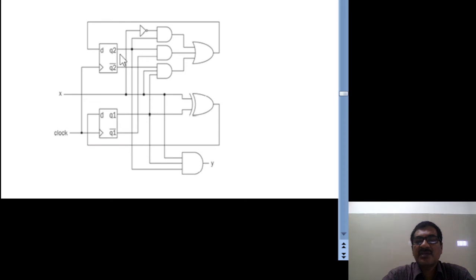The state you can observe here: this is q2 of n plus 1, and this is q1 of n plus 1, or you can take n. N represents the present state, and q2 or q1 of n plus 1 represents the next state. So like that you can design the logic diagram from the state table through Boolean equations.